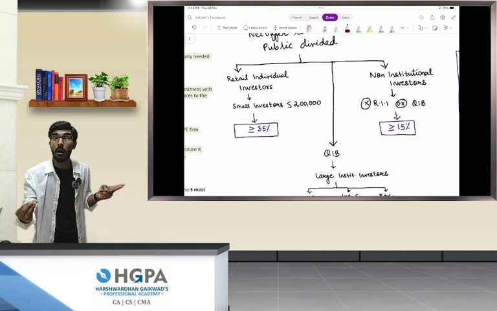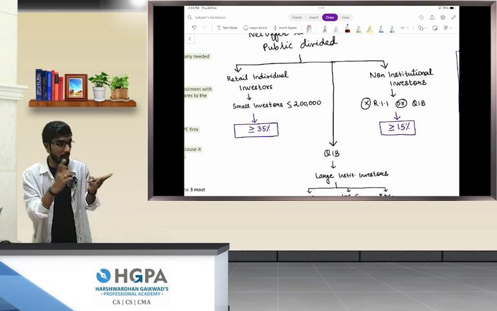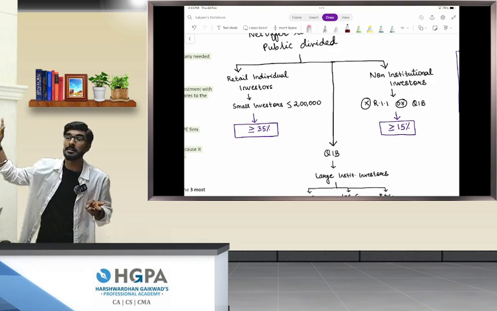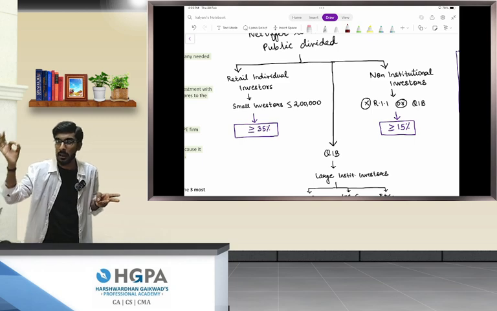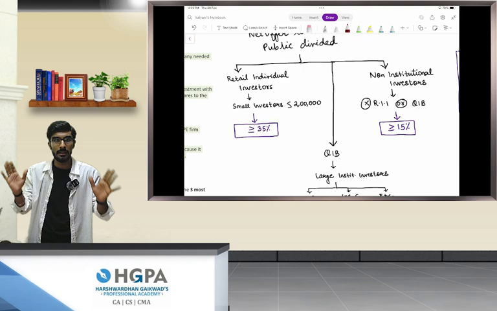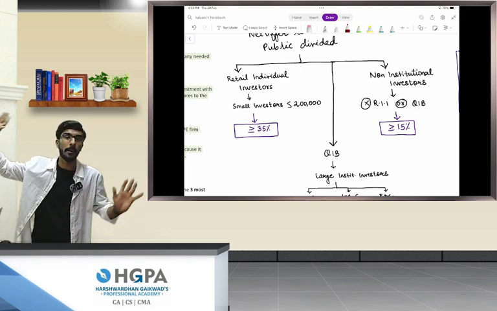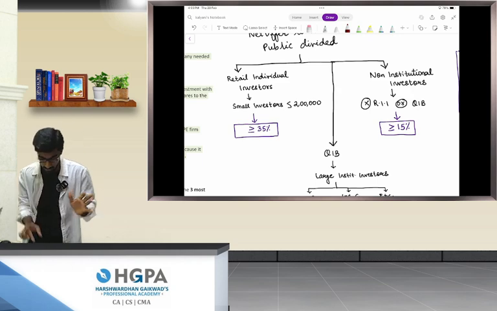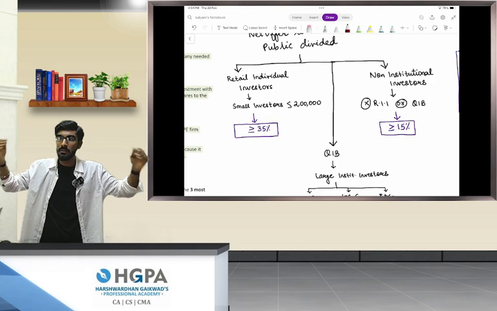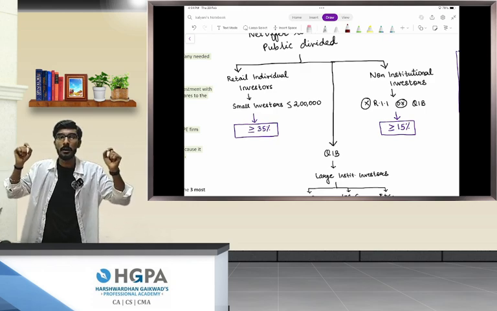They are all non-institutional investors. Number three is big players, that is qualified institutional buyers: banks, insurance companies, public financial institutions, portfolio management companies, and mutual funds. They are called super big players. Now let's understand, if all of them want to buy shares and have paid money, how will the shares be allocated?